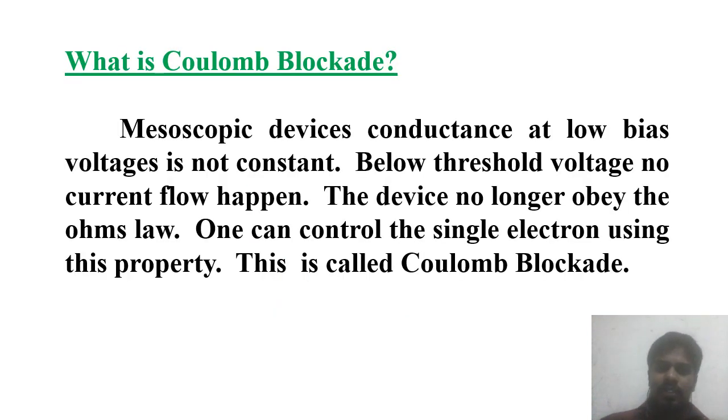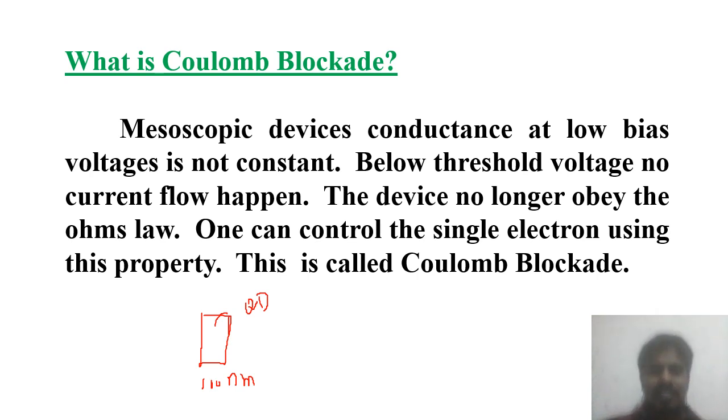You can ask one question. What is the Coulomb blockade? In general, if you are taking the mesoscopic devices, that means suppose the device is of length a few micrometer to a few nanometer, if you are taking 100 nanometer or 10 nanometer, those devices are called the mesoscopic devices. Example, you can say the quantum dot structure or quantum well structure or quantum wire structure. All the structures are called mesoscopic structure.